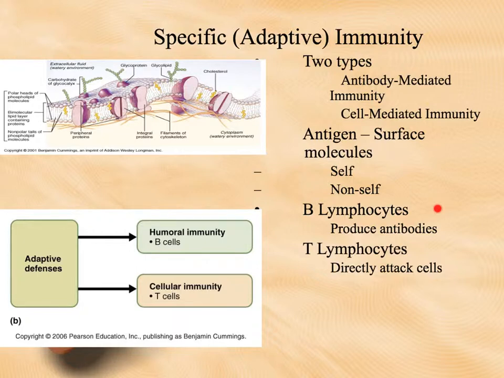We have B lymphocytes. They are produced in the bone marrow and mature in the bone marrow. They produce antibodies when they become plasma cells. T lymphocytes directly attack cells. They become what are known as cytotoxic T cells. There's also the helper T cells. T cells mature in the thymus. They start in the bone marrow, go to the thymus, and mature there.